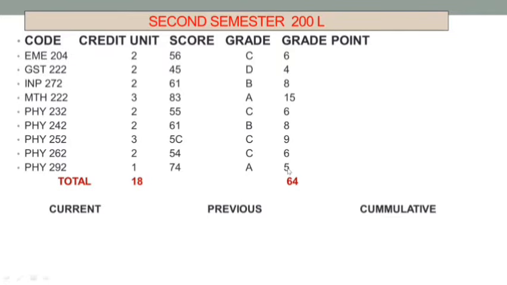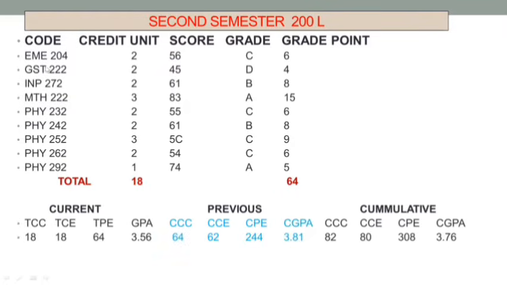The grade point is 5. Then let's compute the result together, having known the courses, the grade, and the point earned, which is the starting point for computation of result. So the candidate registered 18 units. Out of the 18 units, he earned all of them. He passed all the courses. Then the grade point earned is 64. So our GPA is what? 64 over 18, 3.56. Then the candidate, the previous result, it was on 3.81 and now 3.56.